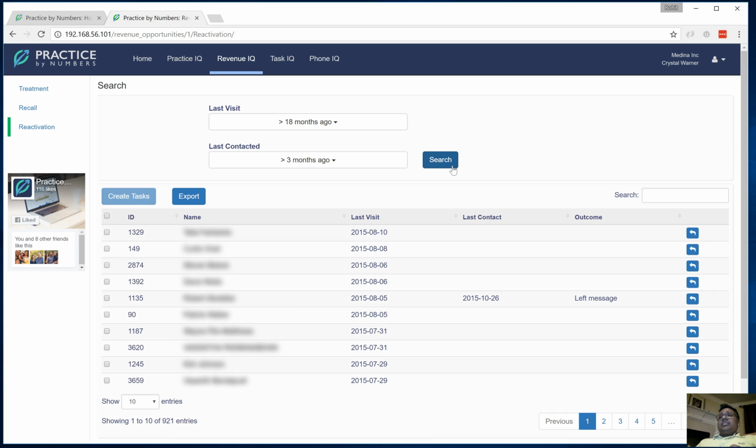Next time you're on this list, well, guess what? The first few set of those patients are gone. They're not here anymore. And they won't be shown to you for another 3 months because you're saying don't show you any patients that you contacted in the last 3 months or so.